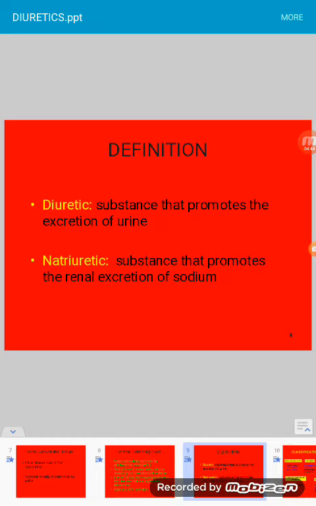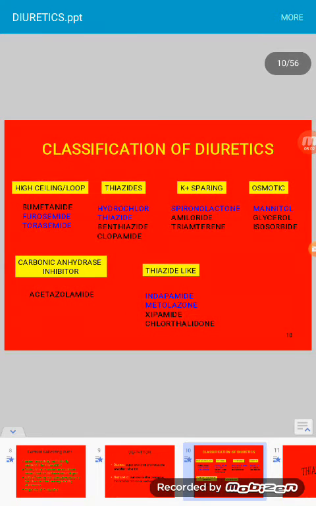As I already mentioned, we have two terminologies. One is diuretic, the other is natriuretic. A diuretic is a substance that promotes urinary excretion. A natriuretic is a substance that promotes sodium excretion. Both go together, but the terminology is a little bit different.